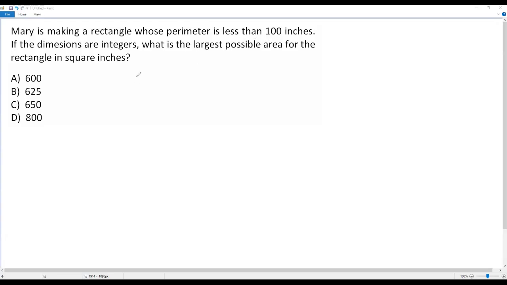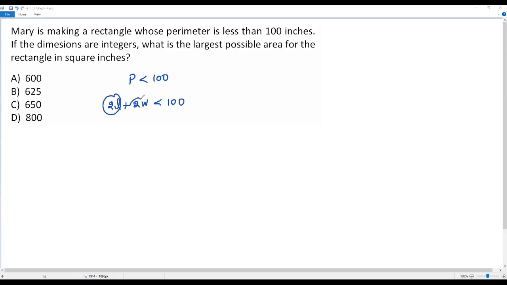When L represents the length of the rectangle and W represents the width of the rectangle, the formula to get the perimeter of the rectangle is going to be 2L + 2W. Okay, now let me write the given stuff. That is, the perimeter has to be less than 100 inches, and the formula to get the perimeter of a rectangle is going to be 2L + 2W, which has to be less than 100 according to the information we have.